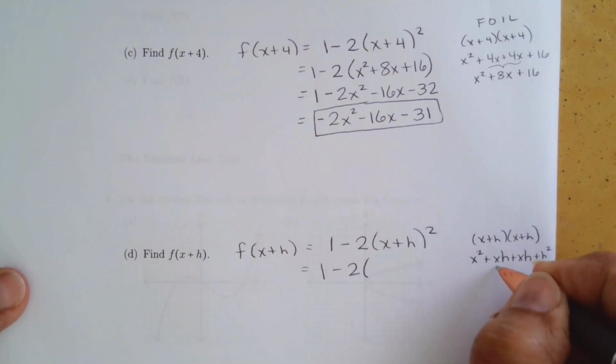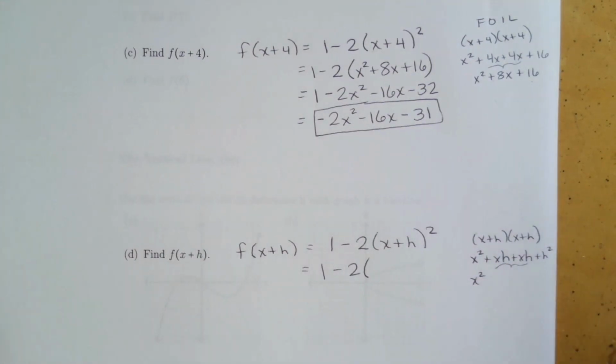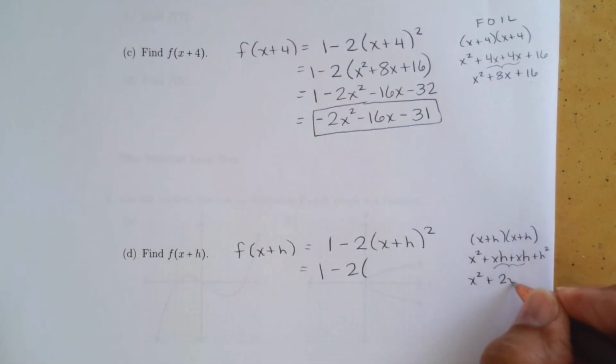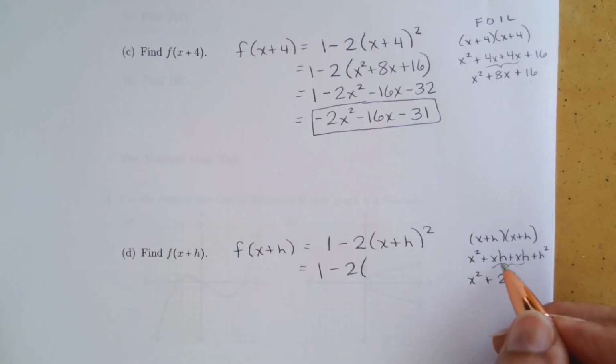Okay, so again, you can add these. So think about that. When you're adding, it's how many altogether. So if you have one xh here and you have another xh here, how many xh's do you have altogether? That would give you 2 of those. Because a lot of you guys would tell me that's x squared, h squared. Okay, you don't change the variables.